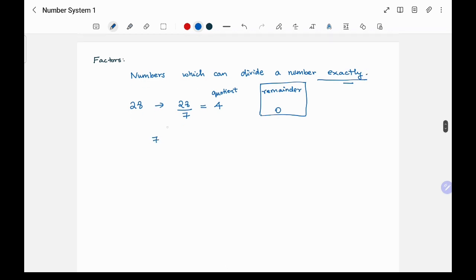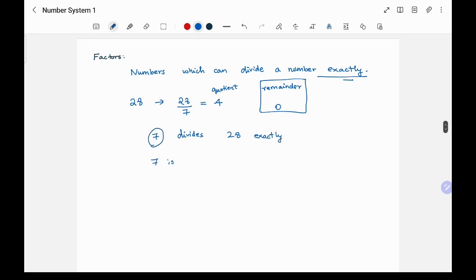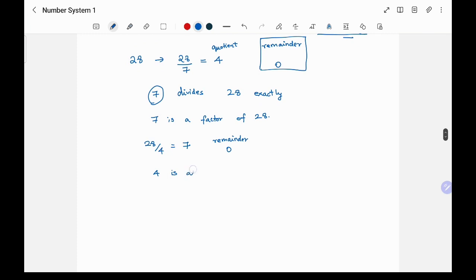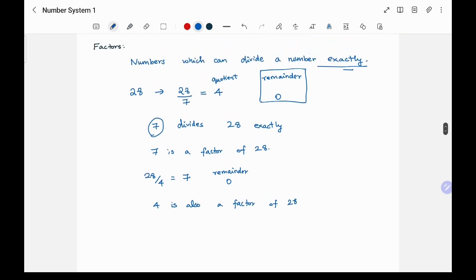So from this example we can see that 7 divides 28 exactly. So that is the definition of factor. So 7 is a factor of 28. So again if you see 28 divided by 4, it is also 7. 7 is the quotient and the remainder will be 0. So it divides it exactly. So 4 is also a factor of 28. So this is the basic concept of factors.